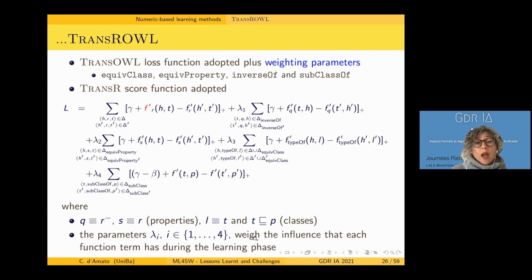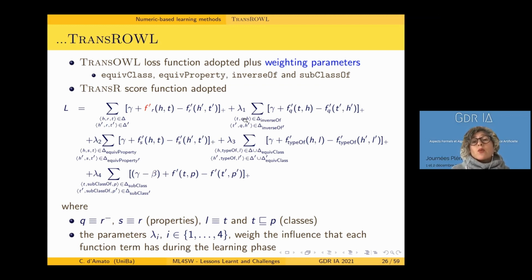So if we would like to use the very same approach that has been exploited for TransE, but adopting a different base model, which is TransR in this case, the only thing that we need to do, given the general formulation of the loss function that we have just seen for TransAul, is to replace the score function of the base model, which is now the score function of TransR rather than the score function of TransE.